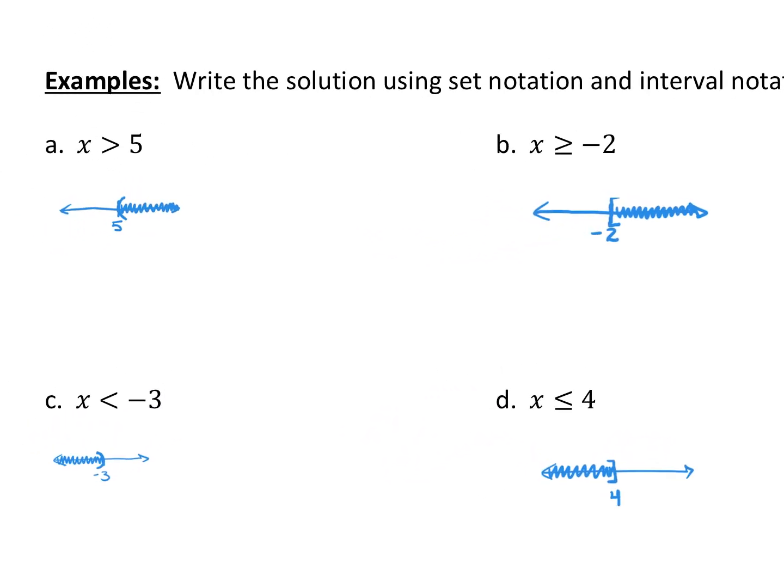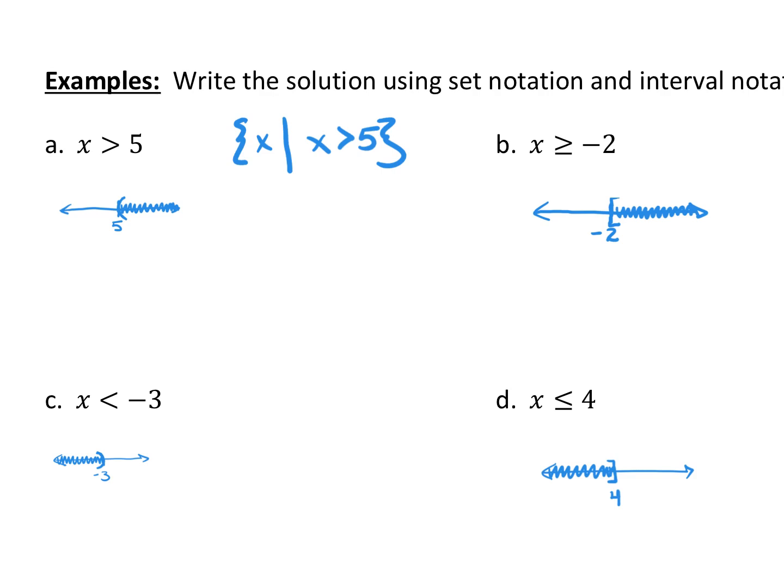We are going to write the answers in set notation and interval notation. Again, set notation, don't worry so much about this one, but it's very easy. So remember, set notation, we are just going to do our squiggly brackets. We are going to put our variable. We have our vertical line, and then we say x is greater than 5.